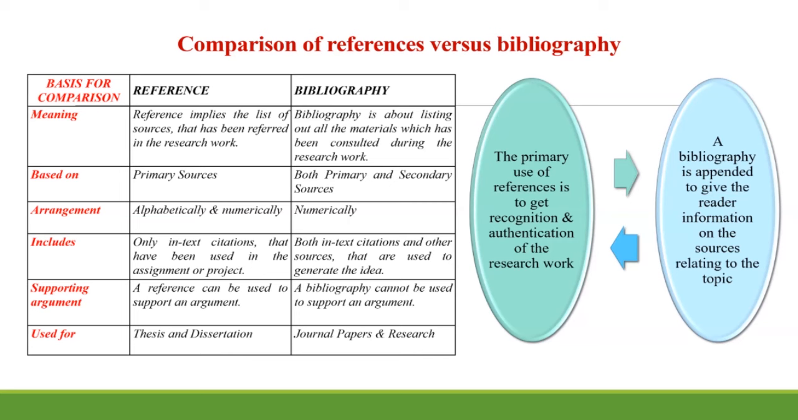So a reference is only an authentic citation of data or sources that are used in the particular research article or book, while a bibliography contains, like I discussed earlier, all the sources, references, books, ideas, everything that the writer or researcher has referred to prior to generating a hypothesis or an idea. Now, the basis for comparison: reference implies the list of sources that has been referred to in the research work. Bibliography is about listing out all the materials which have been consulted during the research work. The reference is based on primary sources, while the bibliography is based on both primary and secondary sources.